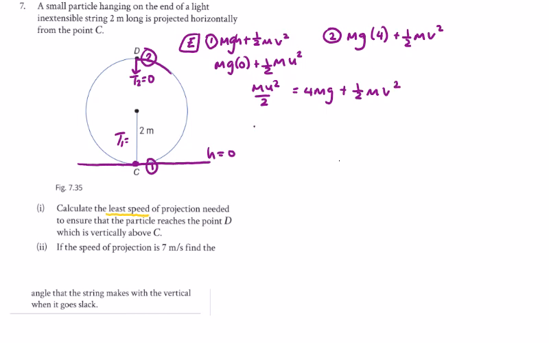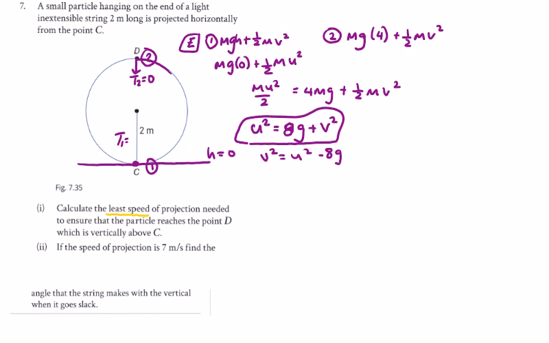If we multiply by 2 and divide by m, we get u squared is equal to, not 4g, 8g plus v squared. Be careful not to make silly errors. We'll need some part of this, probably velocity. v squared is equal to u squared minus 8g, if we need it in terms of u or v.